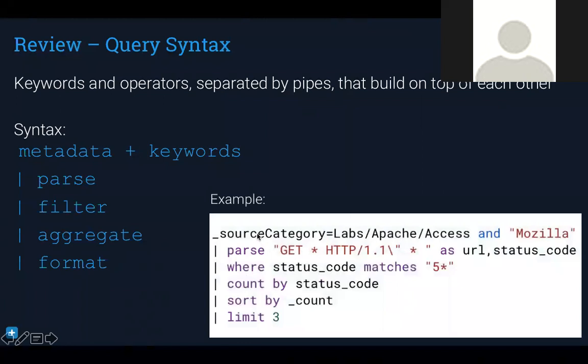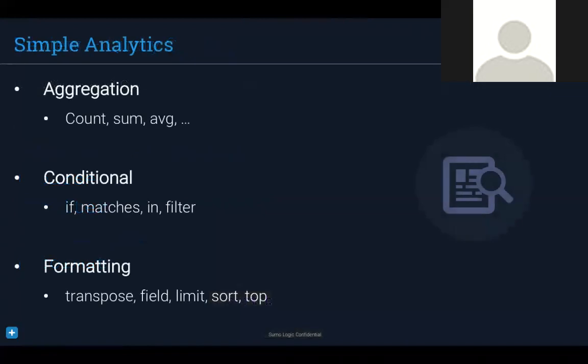Here's a good example, right? This is saying source category lab, Apache, Access, and Mozilla. Then I want to parse this pattern and extract a few fields from it. Again, if you set up field extraction rules, you wouldn't have to do this line. Then I can filter my data additionally, where status code matches 5-star. And then I can say, I want to count by status code, sort it by count, and limit it. So what we're doing is filtering our data, then we parse it, then we filter it a little bit further, then we aggregate it in some form, and then we format it so that we can see it in a specific way that we want as well.